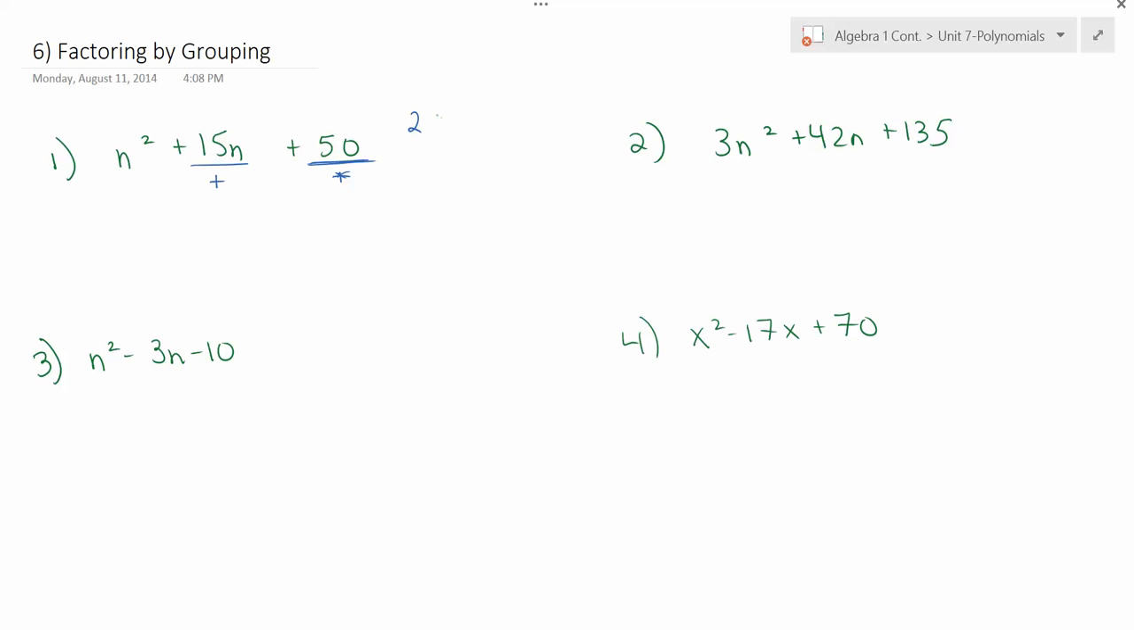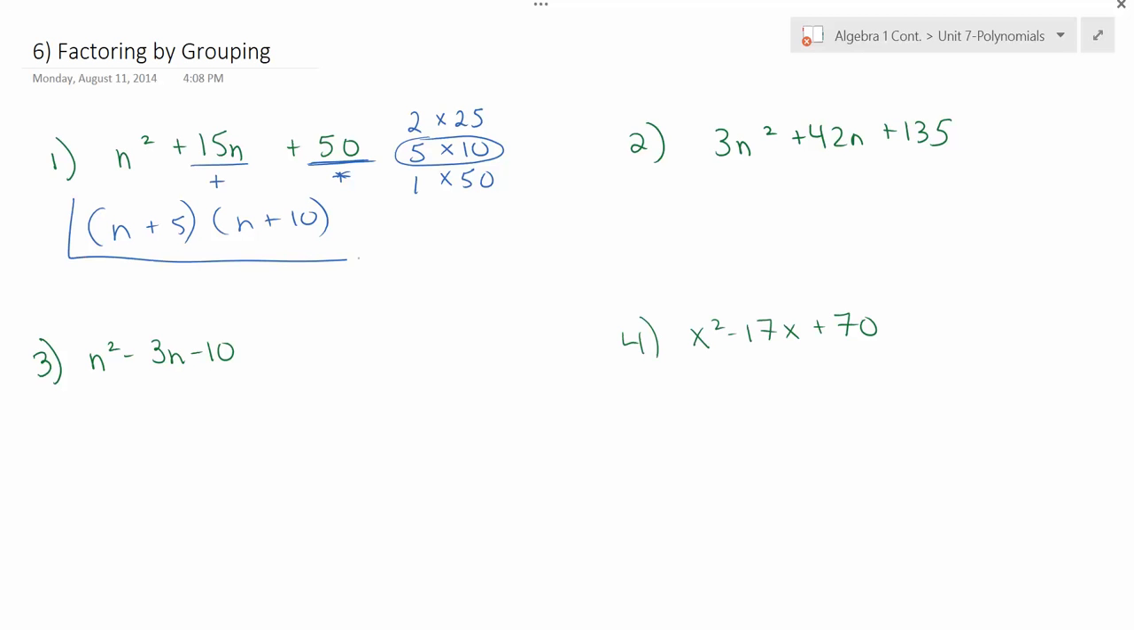So you have 2 times 25, you have 5 times 10, you also have 1 times 50. Out of these, you could probably see that the only numbers that would multiply to 50 and add to 15 would be 5 times 10. So then it would factor to n plus 5 times n plus 10.